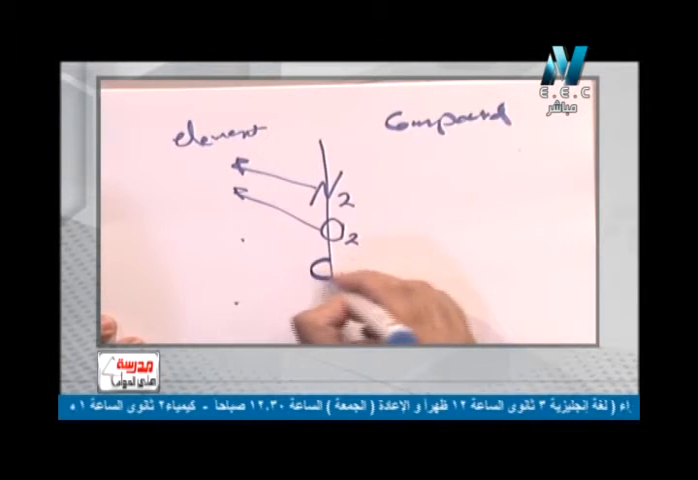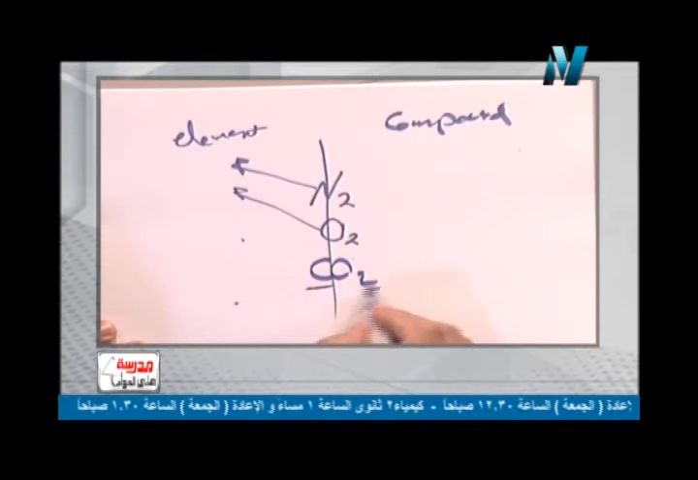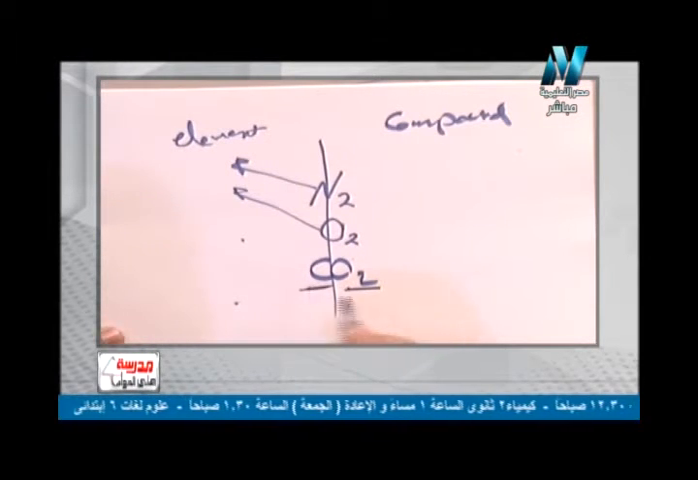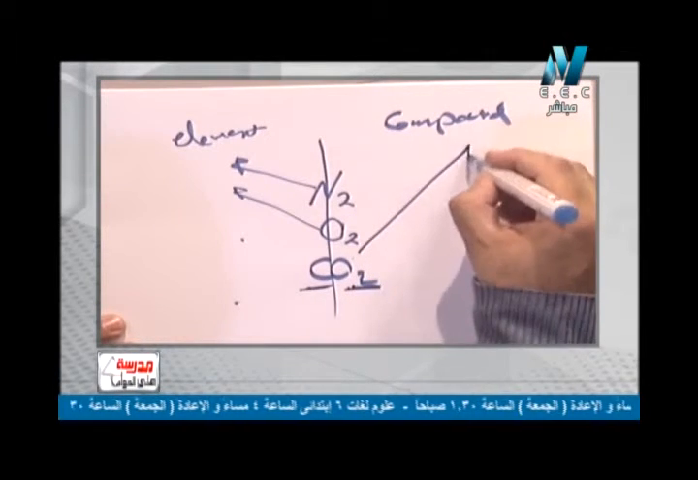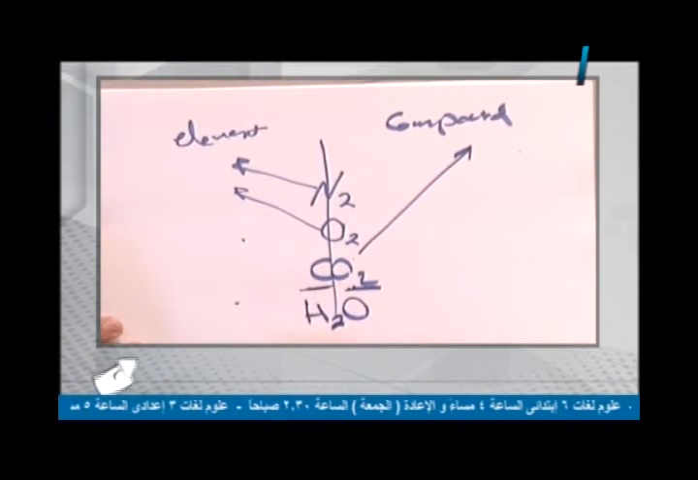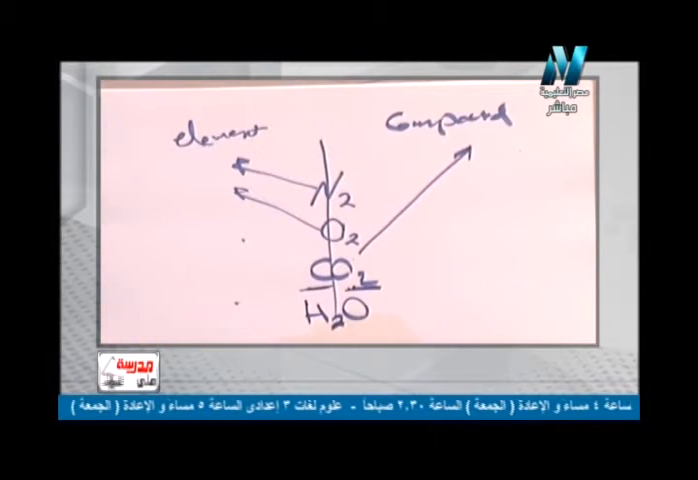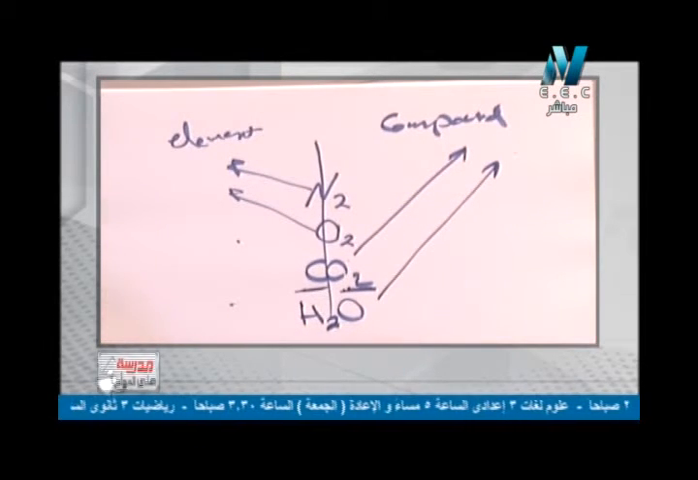So what about carbon dioxide? Carbon dioxide consists of 1 carbon atom and 2 oxygen atoms. There is a difference here, so carbon dioxide is a compound. What about water? Water is H2O, consisting of 2 hydrogen atoms and 1 oxygen atom. They are different, so it will be a compound. So now we have differentiated between element and compound.